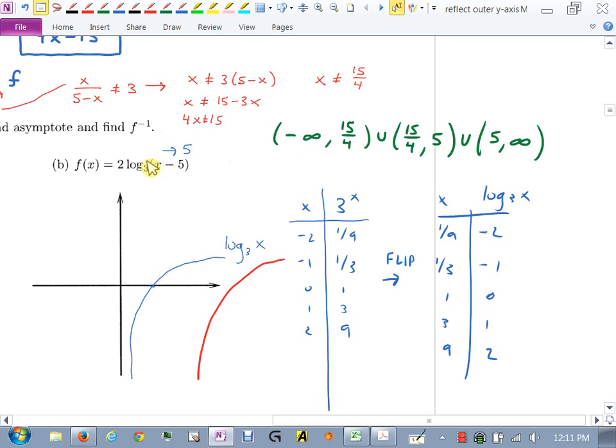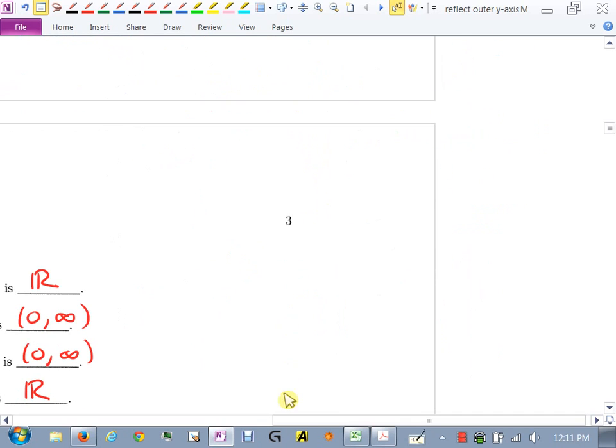And then the rest of it is just moving it around. This thing moves to the right 5. I would just not focus your attention on that, okay? Don't worry about that. Look at the next page.